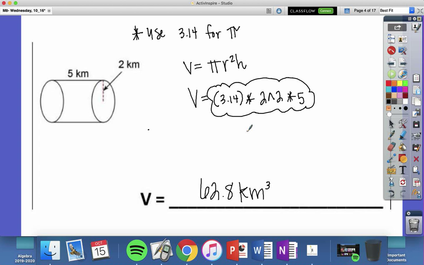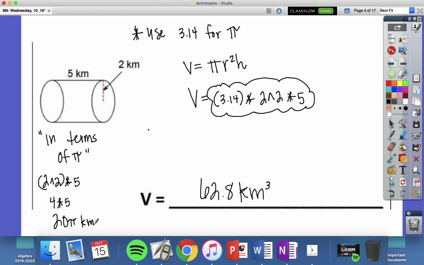And then if we were to express it in terms of pi, just as an example, if that was the directions we had been given, we would have left pi as a part of our answer, but we would have done the radius squared times the height. So we would have had 2 squared times 5, which 2 squared is 4 times 5 equals 20. And since we're not calculating pi in the calculations, it just stays 20 pi kilometers cubed.